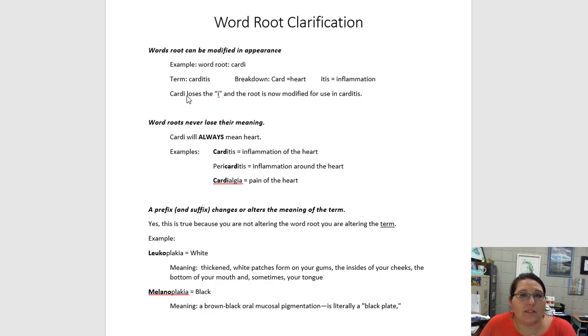At the bottom, you'll see where it says a prefix, and technically a suffix, changes or alters the meaning of the term. This is true. We're not changing the meaning of the word root. We're just changing the meaning of the term.